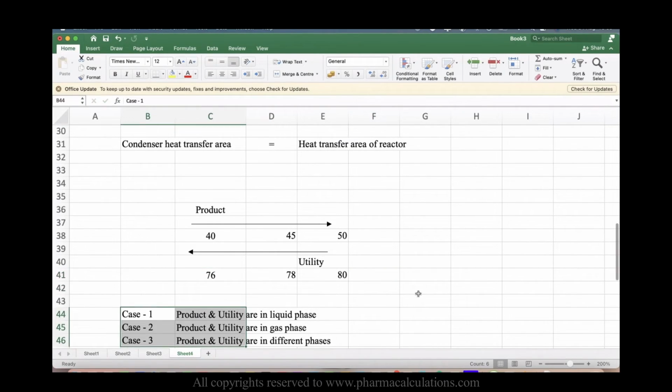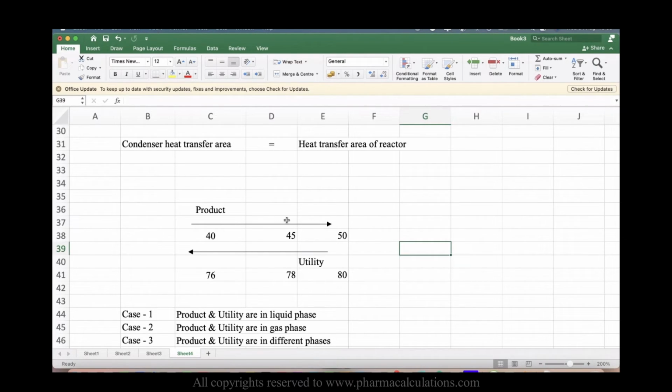So in this case we are going to heat up the product from 40 to 50 degrees and we are going to pass the utility from 80 degrees, so the utility outlet is going to be at 76 degrees in this scenario. In order to estimate the temperature difference, it is going to be a difficult scenario. Why? Because from point to point, automatically the temperature is going to vary.